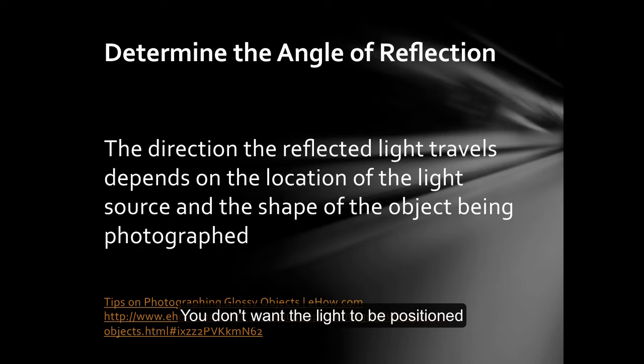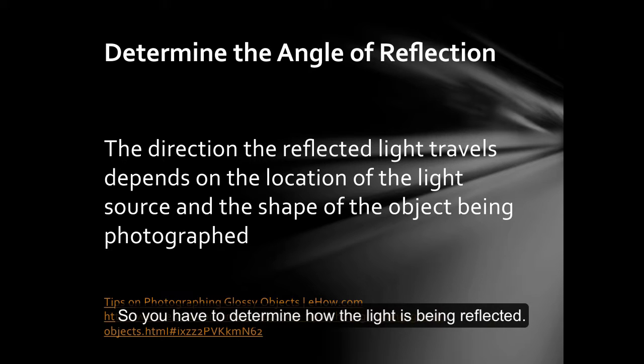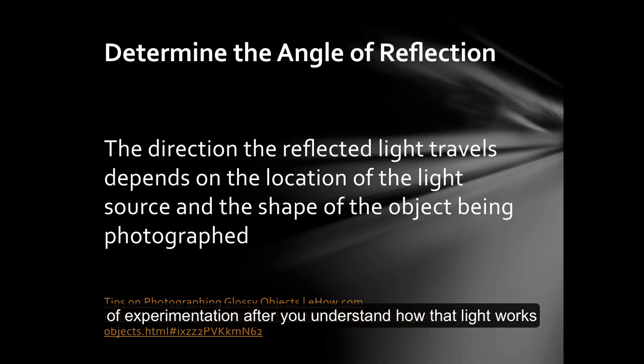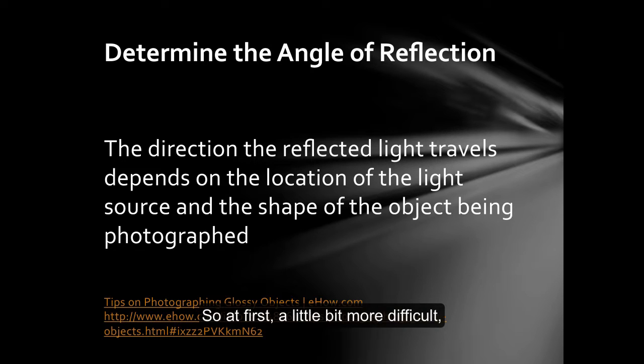You don't want the light to be positioned where it's bouncing off of the surface of your object and straight back into your camera lens. So you have to determine how the light is being reflected. And to do that, it's going to be a little bit of experimentation. After you understand how that light works, it's going to be easier. So at first, a little bit more difficult, but as you work with it, you'll understand it a bit better. You're going to look at how that light reflects off of the object, and then point the light to make sure that it doesn't go back right to you in the camera. So you need to experiment a little bit.